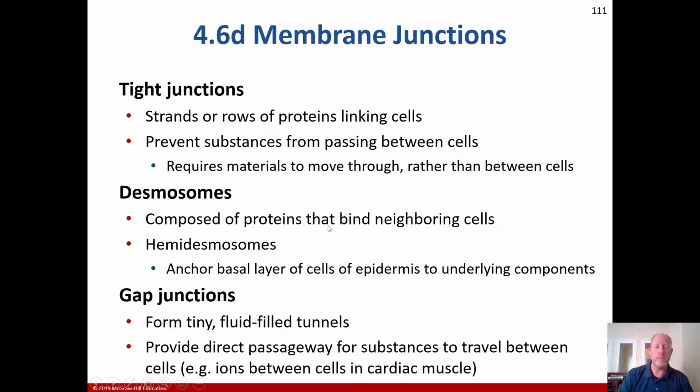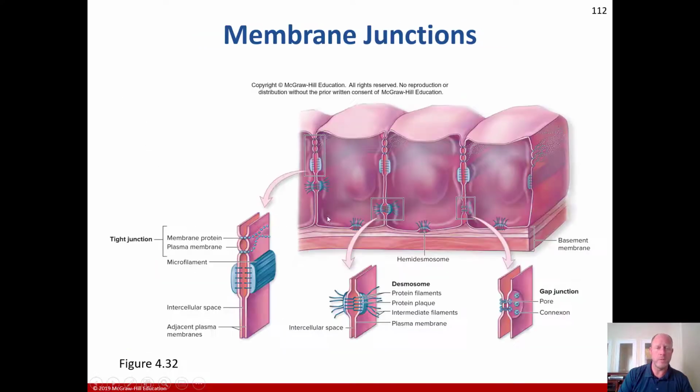Desmosomes are composed of proteins that bind neighboring cells, such as the hemidesmosomes, which anchor the basal layer of the cells of the epidermis to underlying components. The gap junctions are formed by tiny fluid-filled tunnels that provide a direct passageway for substances to travel between the cells, like the ions between cells in cardiac muscle.